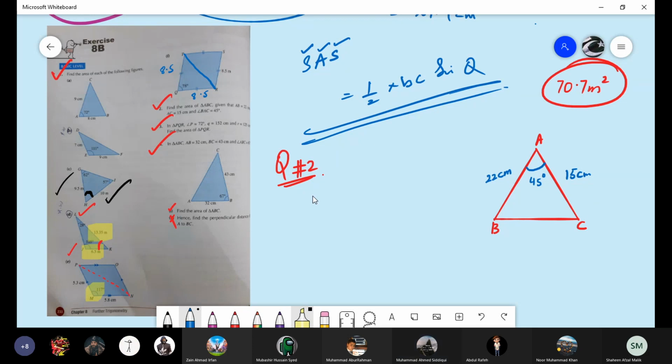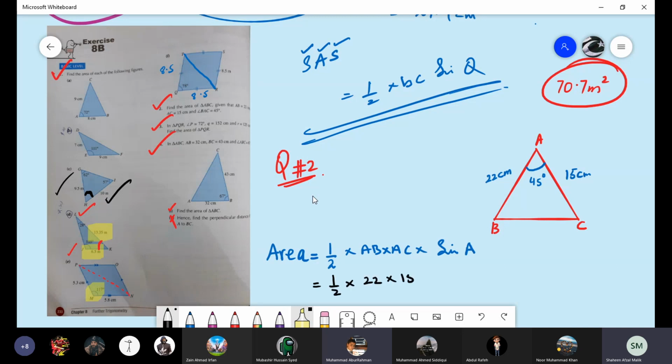Yes, ma'am. First of all, label the sides. If you want to label the sides, that is okay. If you don't want to label the sides, go for it. Which formula will we write for the area here? Ma'am, 1/2 into 15 into 22 into sine 45. Wait, my dear, wait. 1/2 into AB into AC into sine A. Then after that, substitute the values: 1 over 2 into 22 into 15 into sine 45. What's the answer for the numerator?